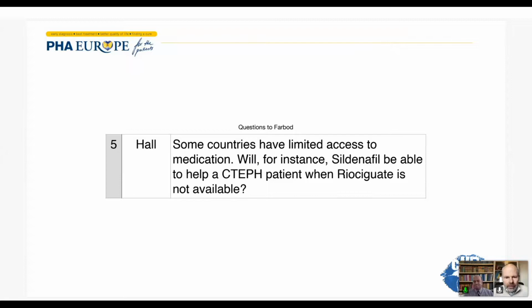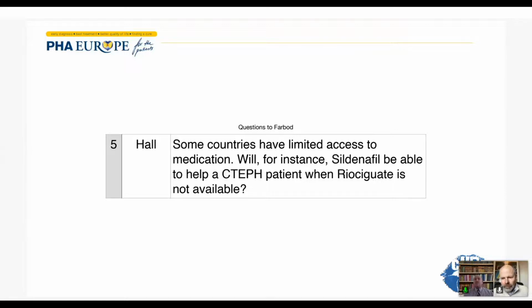And then, one more question from me. Some countries have limited access to medication. Will, for instance, sildenafil be able to help CTEPH patients when riociguat is not available? Yeah, this is a great question. And the answer is yes.